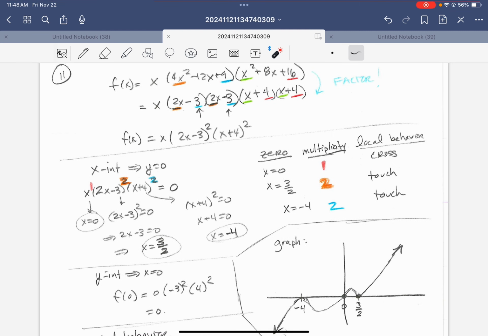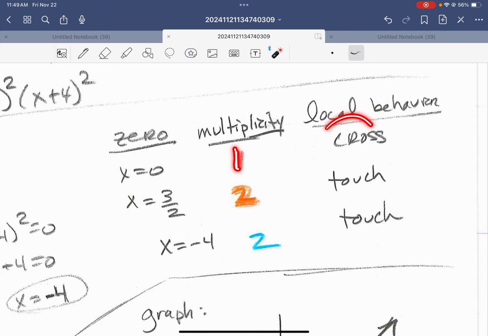So then I write down very clearly my zeros, multiplicity, and local behavior. For the 0 of 0, its related factor is raised to the first, so its multiplicity is 1. For 3 halves, that 0, the associated factor of 2x minus 3 is raised to the second, so that 2 is its multiplicity. For the 0 of negative 4, the factor associated with it is x plus 4. Since it's raised to the second, its multiplicity is 2. So anywhere where your multiplicity is 1, you cross locally. 2, you touch.